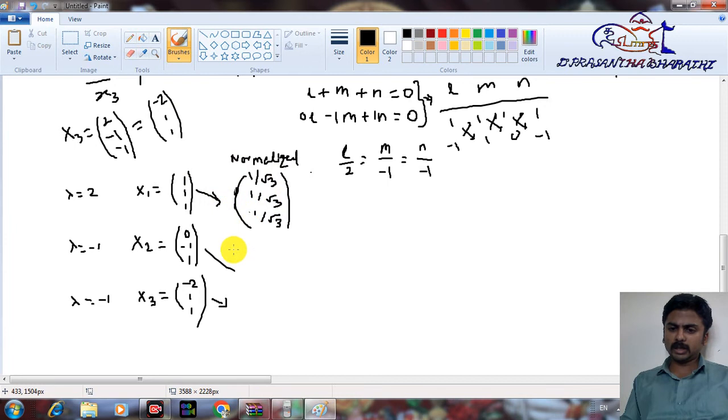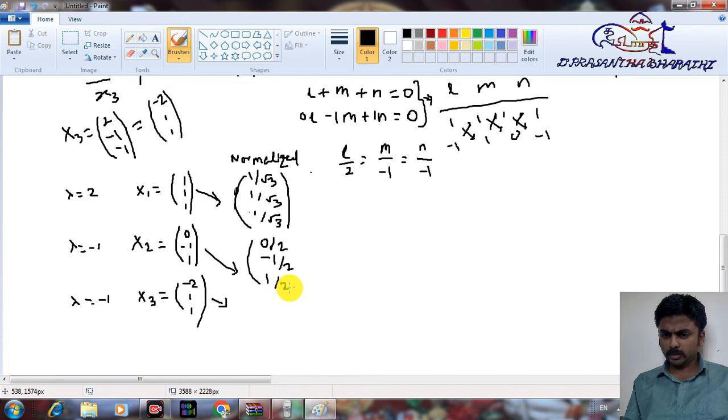And after that, for x2 we want to find 0 divided by 2, root of 1 square plus 1 square, minus 1 over root 2 will become plus 1, so minus plus 1 plus 1 will become 2. So 0 by 2, that is 0 again, minus 1 by 2 and 1 divided by 2.